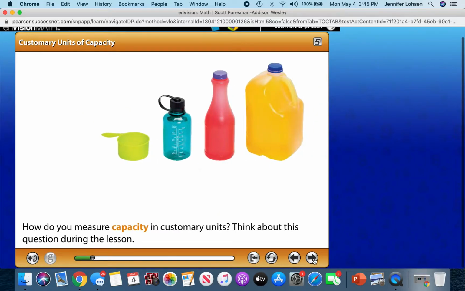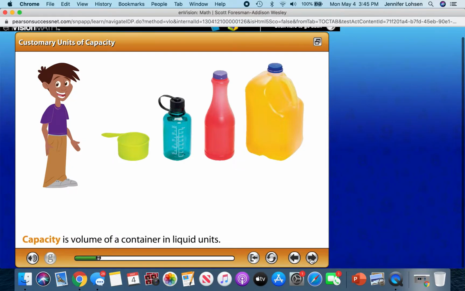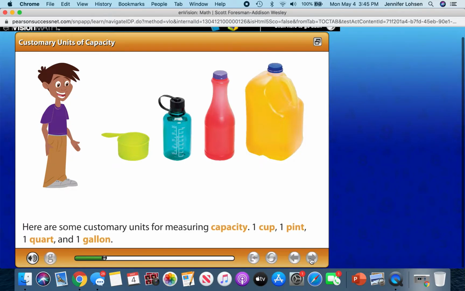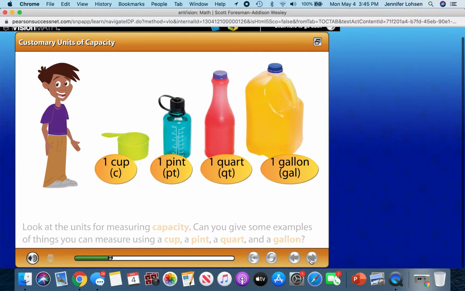How do you measure capacity in customary units? Think about this question during the lesson. Capacity is the volume of a container in liquid units. Here are some customary units for measuring capacity: 1 cup, 1 pint, 1 quart, and 1 gallon.